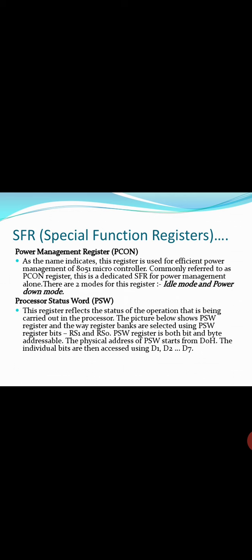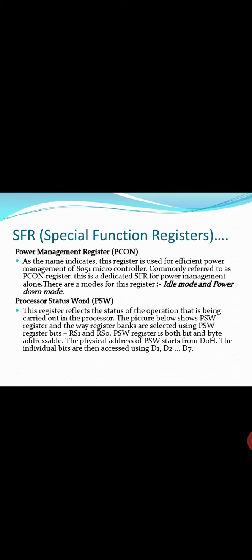PCON is power management register. It is used for efficient power management of 8051 microcontroller, commonly referred to as PCON register. There are 2 modes of this register, idle mode and power down mode.